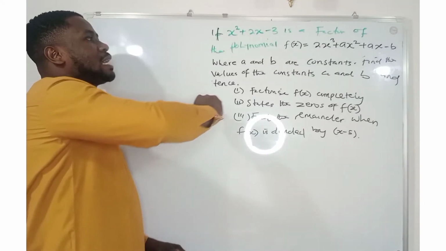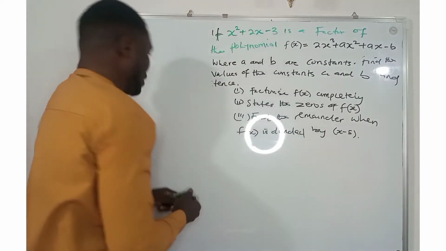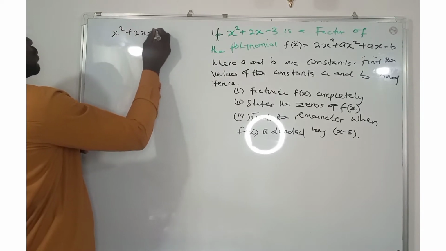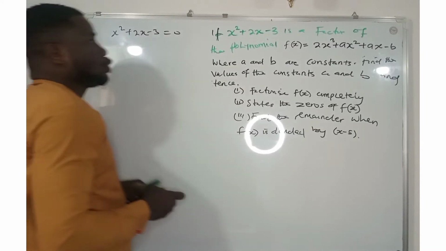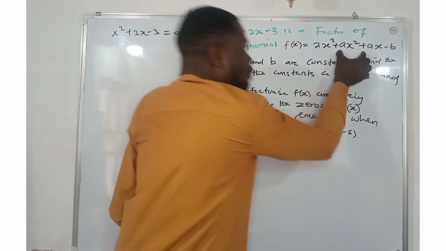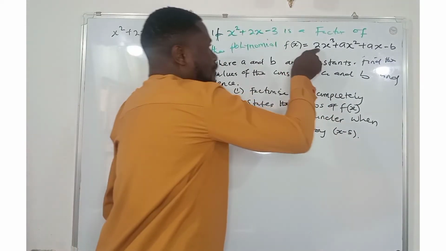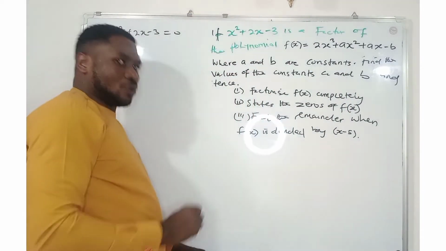The first statement says x squared plus 2x minus 3 equals 0. We're told that it is a factor of this. What that statement means is that when you use this to divide this, the remainder will be 0.